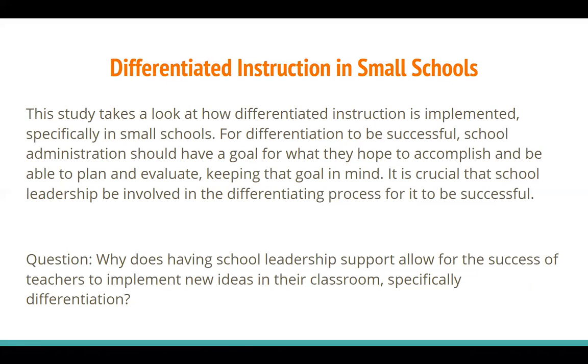As stated in the text, Tomlinson, Bergeron, and Narvaez say from their own experience that they stress the importance that school leaders must be more than mere administrators, rather appropriate differentiation instructional leaders, and must have a vision and know how to plan and evaluate with their end goal in mind. Question: Why does having school leadership support allow for the success of teachers to implement new ideas in their classroom, specifically for differentiation?